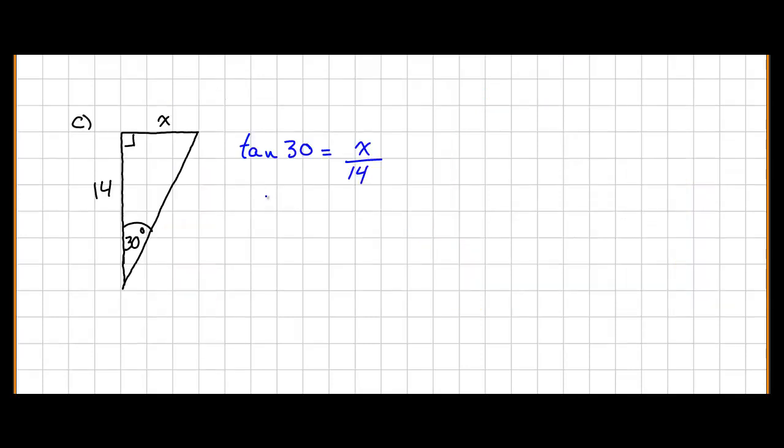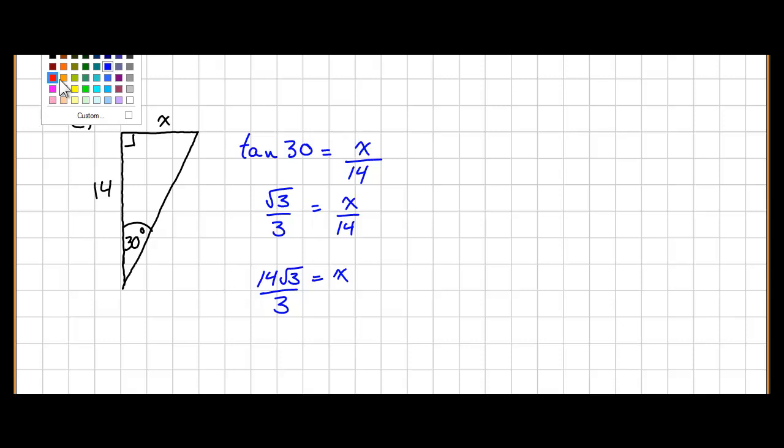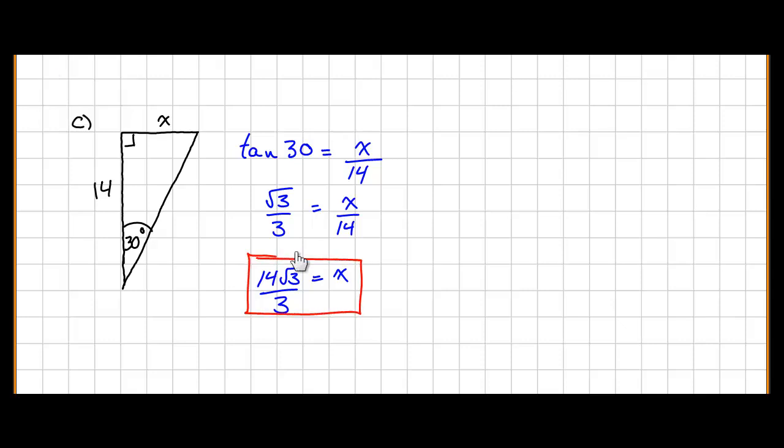Let's just use root 3 over 3 for this one. That's going to be equal to x over 14. And if I want to get x by itself, I just multiply both sides by 14, and x is equal to 14 root 3 over 3. 14 doesn't divide by 3. There is no further simplification that I can do, so I'm left with my answer here in exact form.